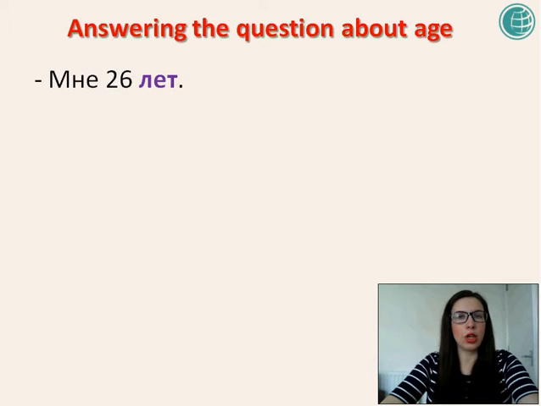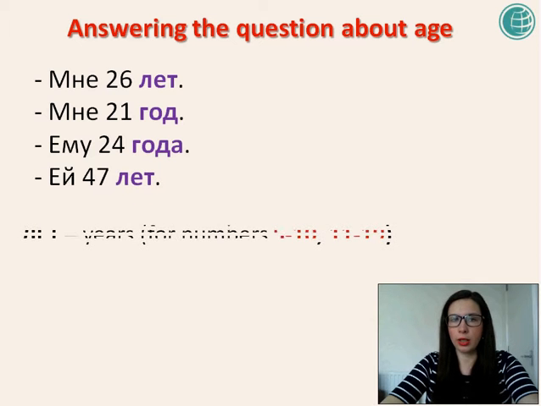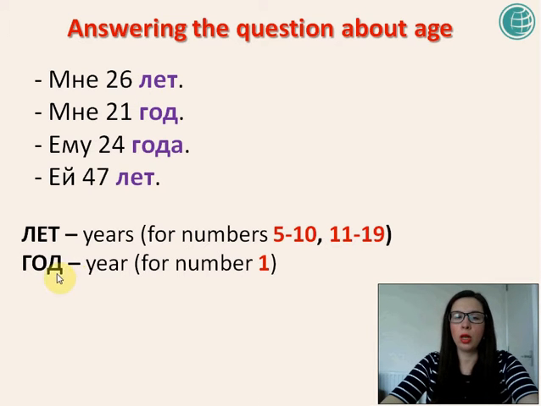Мне 26 лет. That's one option. Or мне 21 год. I'm 21. Ему 24 года. He is 24. Ей 47 лет. Similar constructions, but at the end we will have different words. And I will remind you that лет we use for numbers 5 to 10 and for 11 to 19. 47 лет, 26 лет, лет means years. Год, it's only 1 year.